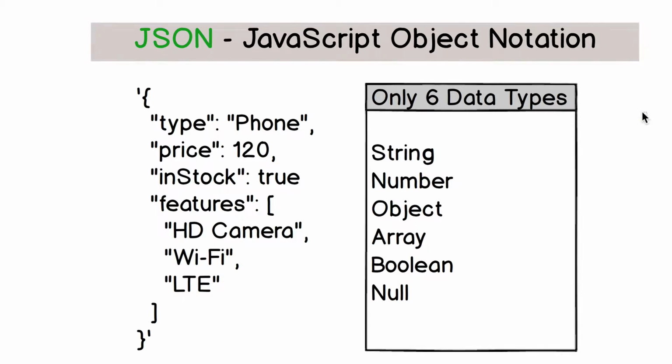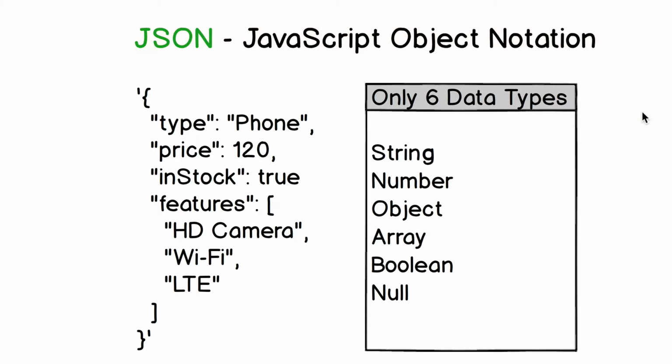Next, let's discuss the difference between JSON and a JavaScript object, because many people think that JSON is a JavaScript object, but it is wrong. See you in a bit, bye.